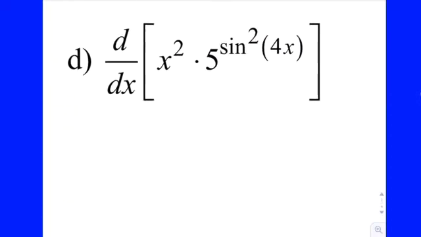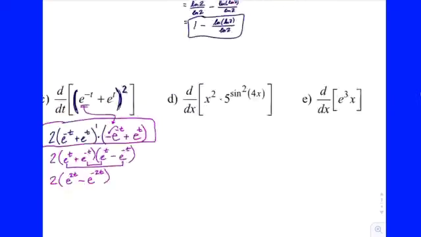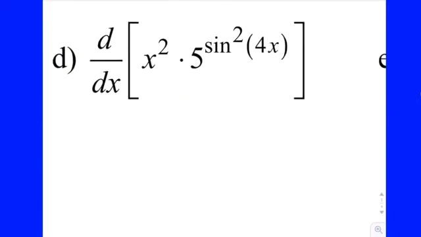Okay, go ahead and try this one on your own. This one might take a little bit of rewriting, and it's not going to be very fun. Ooh, gross. I'm kind of getting excited about it.